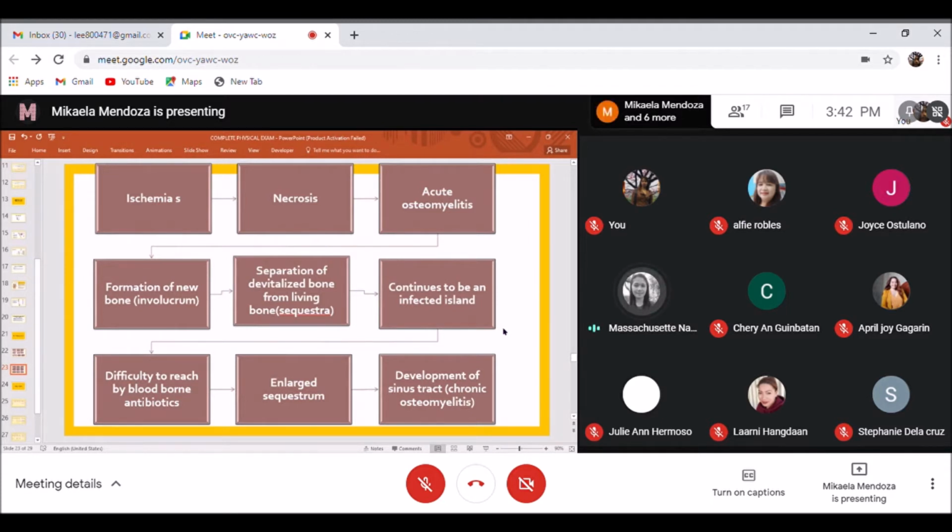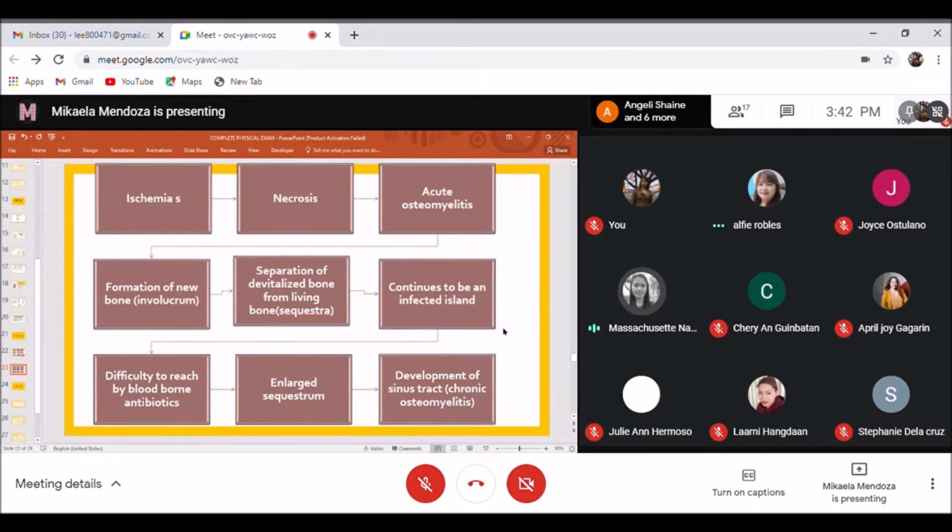And then, along with it, there is separation of the devitalized bone from living bone. Devitalized means necrotic, which we call the sequestra. The sequestra is a bone fragment surrounded by pus and granulation tissue. That is why the patient has an abscess.